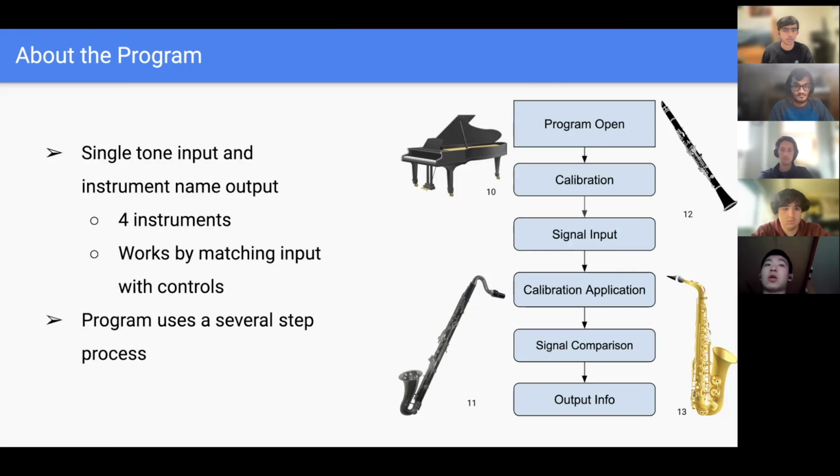To do this, our program has a step-by-step process. After opening the program, the calibration occurs first so that it can prime the input signal that's coming in later on for comparison. Next, it takes in the input signal through a live audio recorder. After this is done, we can now apply the calibration to the input signal and match this calibrated input signal with the controls and return the instrument associated with the control signal.